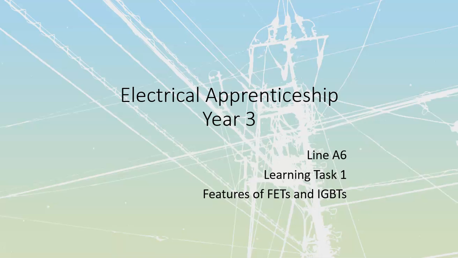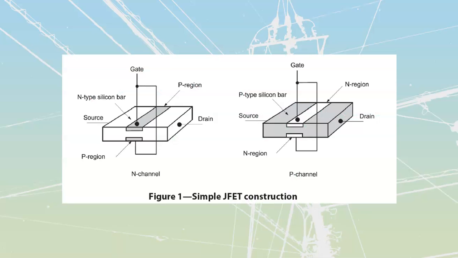All right, line A6, learning task 1 features field effect transistors and insulated gate bipolar transistors, IGBTs and FETs. We're going to start by talking about the field effect transistor. The field effect transistor is going to be used in a similar way to what we learned in first and second year with our bipolar junction transistors.